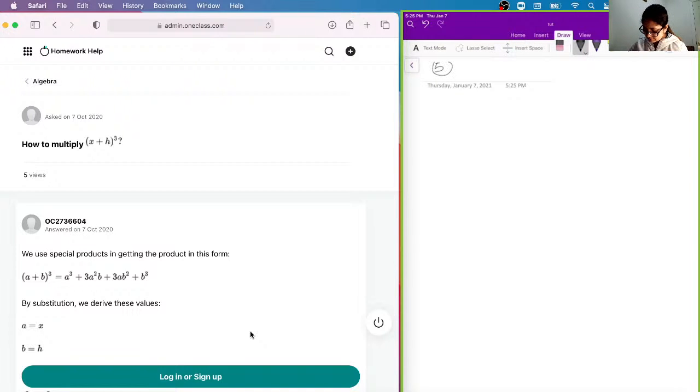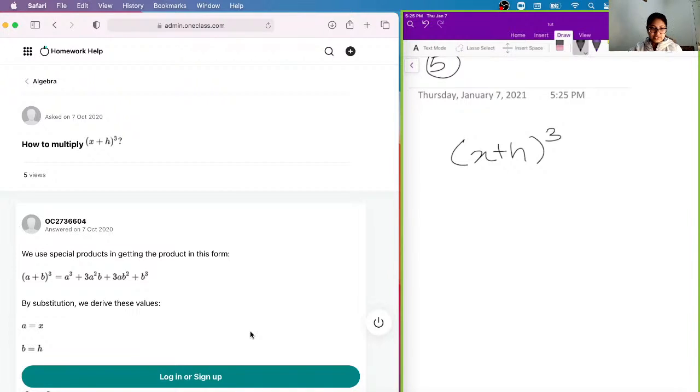Our next question says, how do you multiply x plus h cubed? Okay, so we write this down. We have x plus h cubed. And how would you multiply this? So we use what we call special products in getting the product in this form.